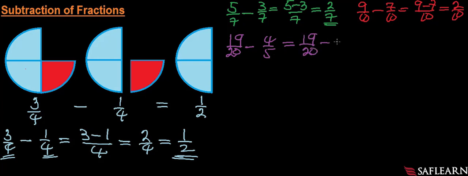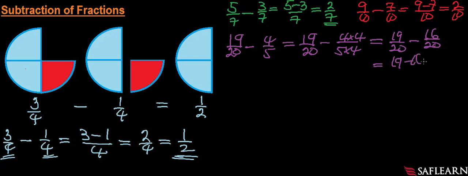That is 19/20 minus, the denominator here will be 5 times 4 to be able to get 20 here. So multiply the numerator also by 4, and this will now give us 19/20 minus 16/20. Okay, and this is 19 minus 16 over 20, which will give us 3/20.